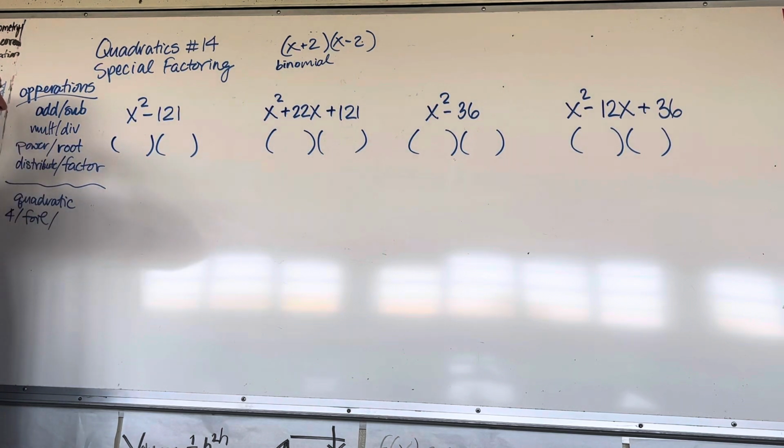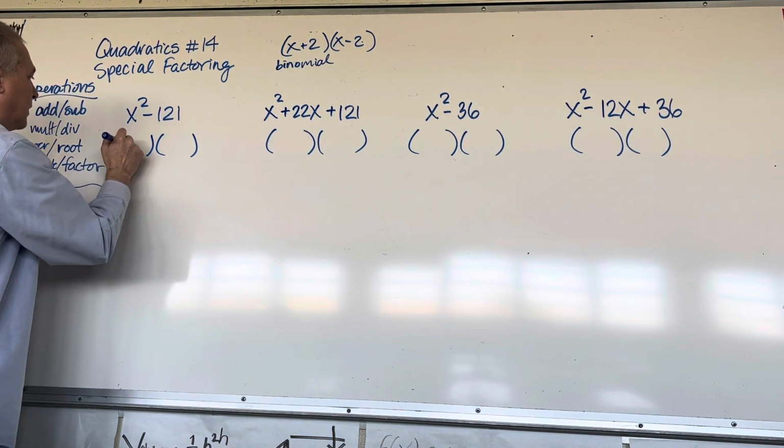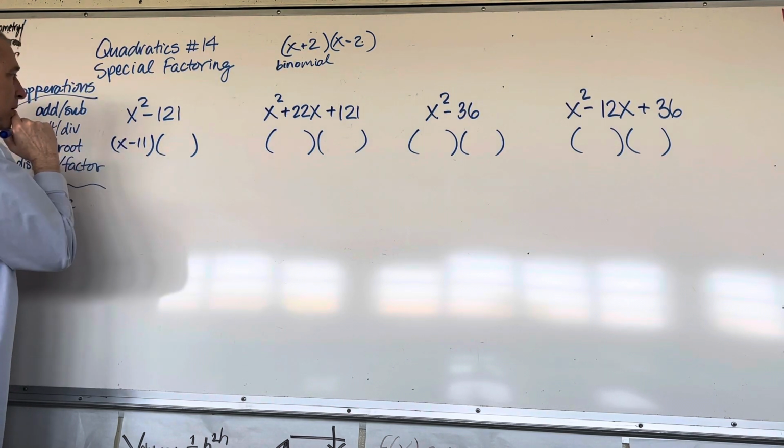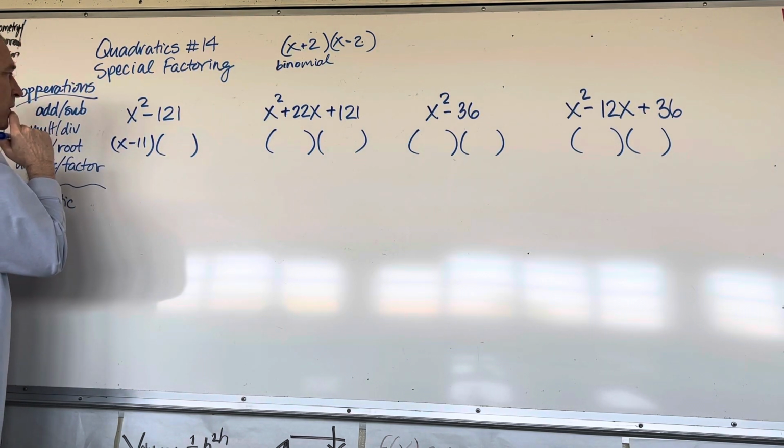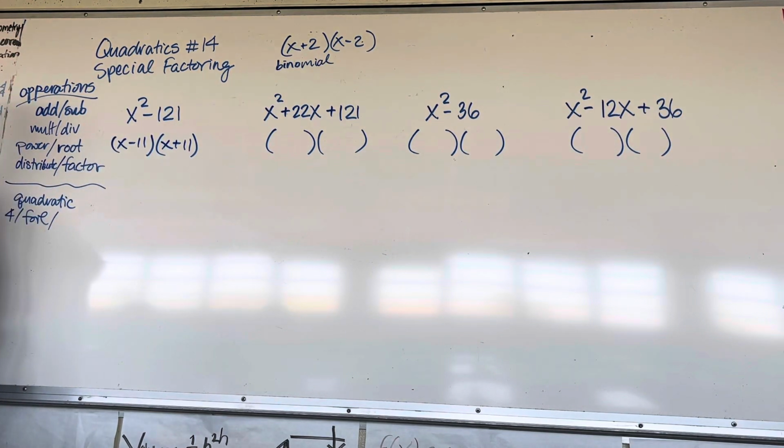Louder. Say it one more time. It's not that it's wrong. I can't. I literally can't. Put x minus 11 in the first one, and then is it x plus 11? What do you think? How are we going to check it? How do we know? Just FOIL it, right? Are you with me?